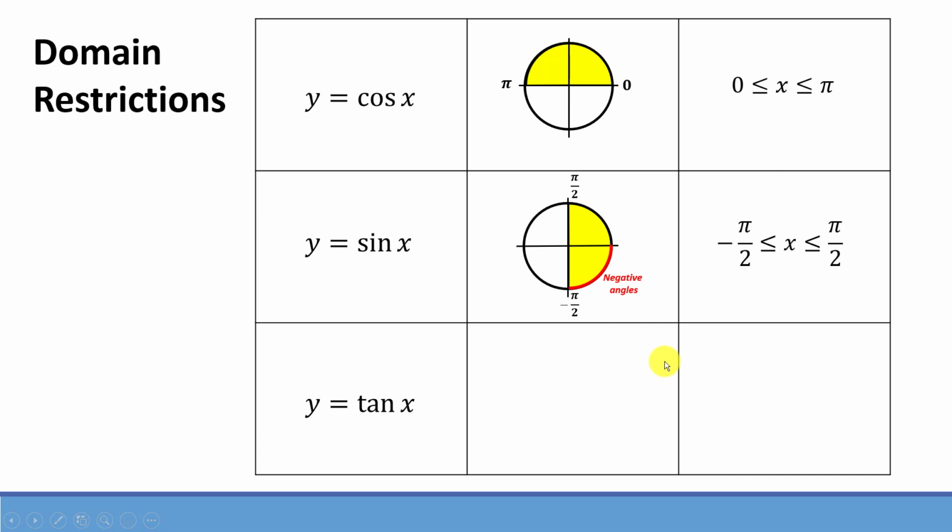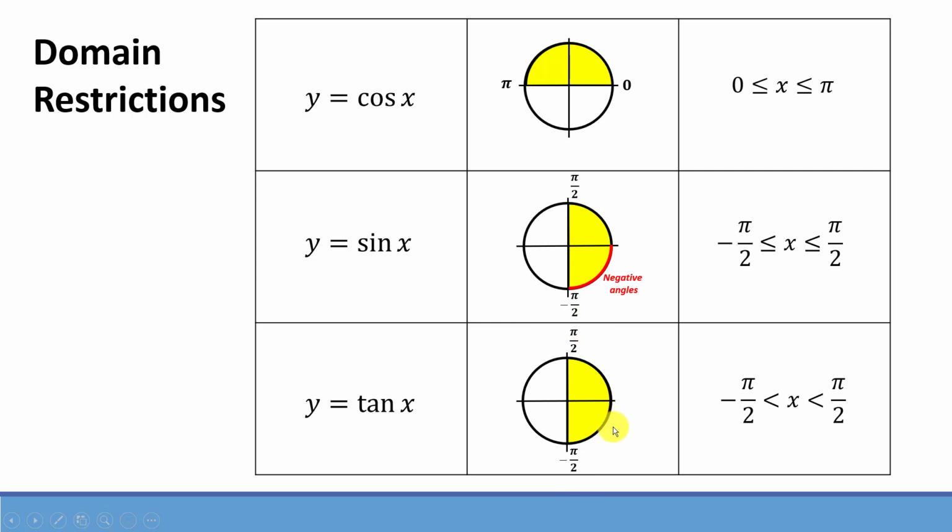And now let's look at tangent. Again, we need to pick two quadrants such that no two angles have the same tangent value. So we're going to be using quadrants 1 and 4 again, similar to sine. And the way we're going to describe this interval is from negative pi over 2 to pi over 2 again. The difference is that we're not going to include the endpoints compared to the domain restriction for sine. And that's due to the fact that tangent is undefined at negative pi over 2 and pi over 2.